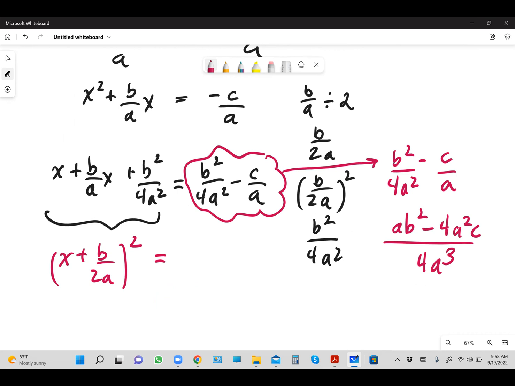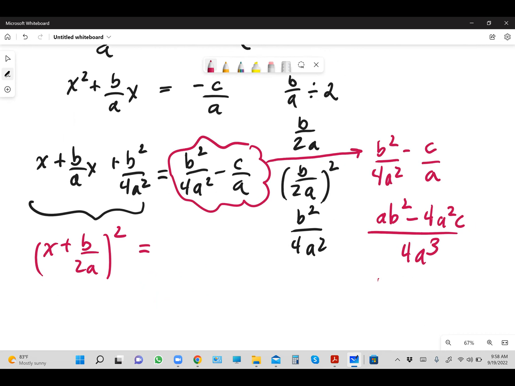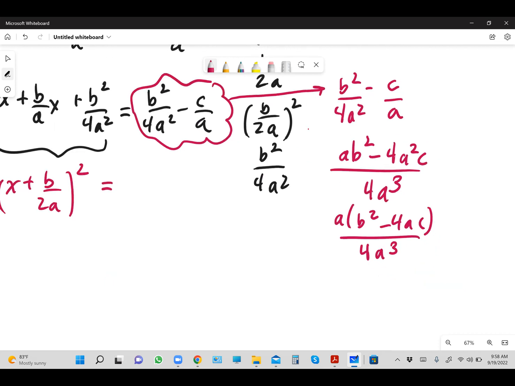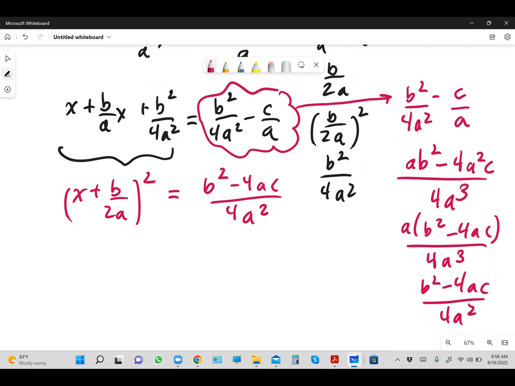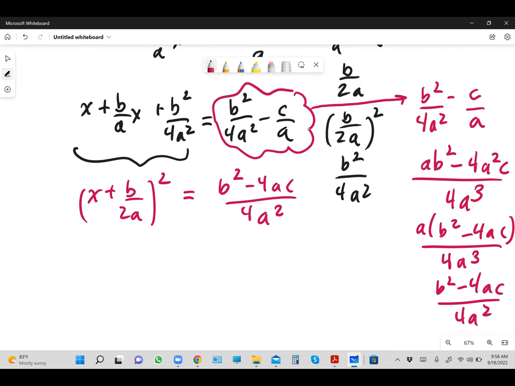And then I'm going to go ahead and say, oh okay, factor out an a: b squared minus 4ac all over 4a to the third. But then one of these a to the thirds cancels, so it's b squared minus 4ac all over 4a squared. So now this side has become b squared minus 4ac all over 4a squared. But now I square root both sides. So I take the square root of this side.